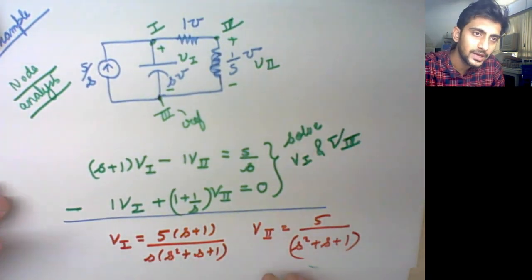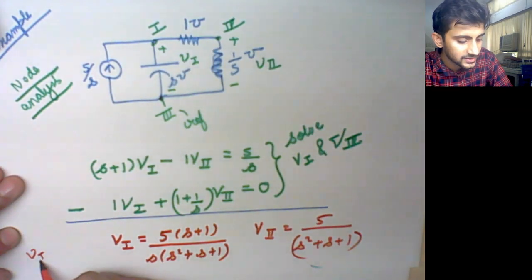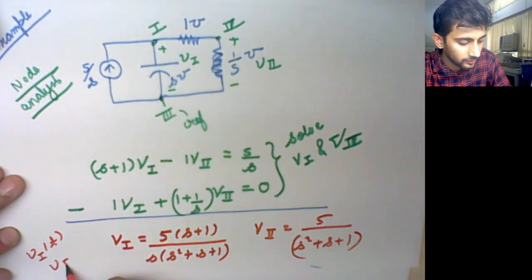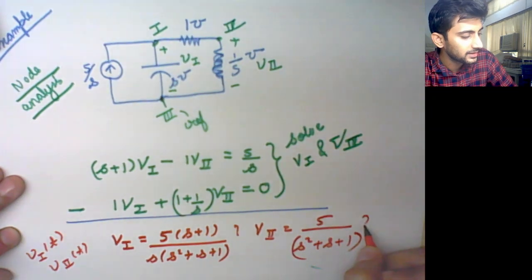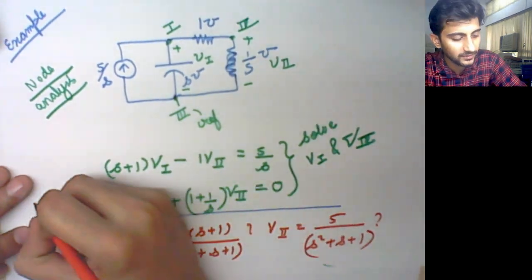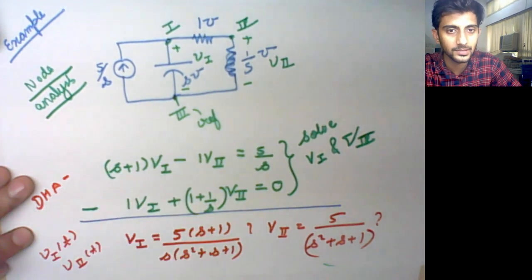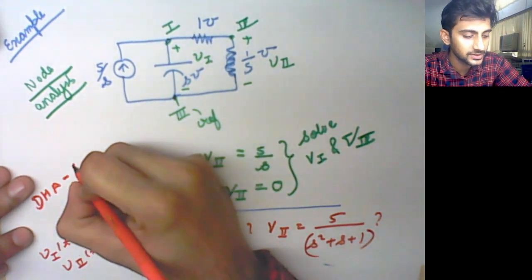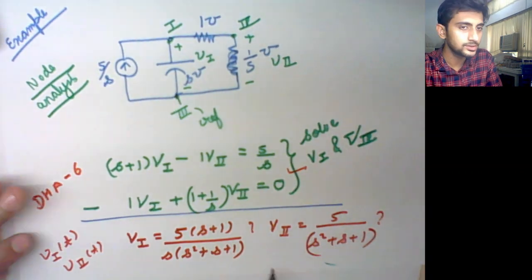Now it can also be asked that you have to solve not just for V first and V second, but in time domain what it would be. You have solved it for the S domain only. What would be the value of V1(t) and V2(t) in the time domain? And that I'm giving you as a DHA. So this becomes your DHA number 6. You have to complete this, solve everything.